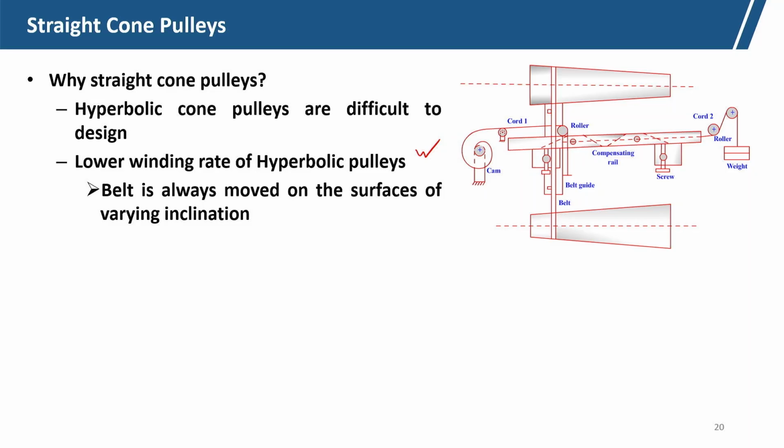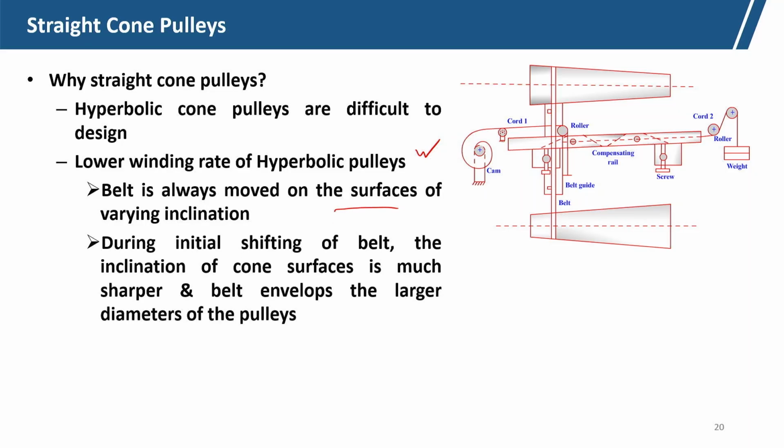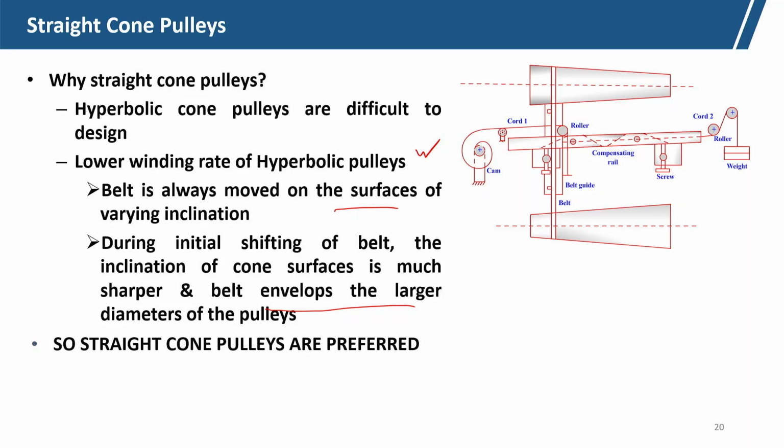The belt always moves over the varying surface. During initial shifting of the belt, the inclination of the cone surface is much sharper and the belt envelopes a large diameter of the pulley, much sharper, because this is the cone pulley diameter. So, here it is a much sharper change. So, straight cone pulleys are preferred.